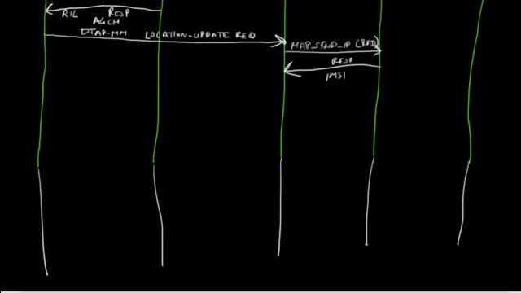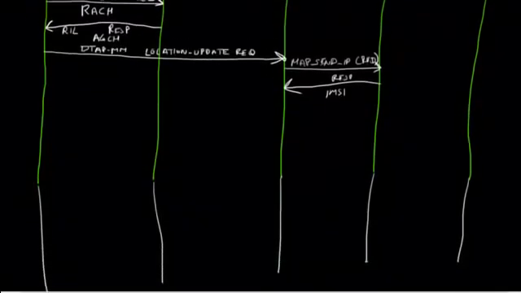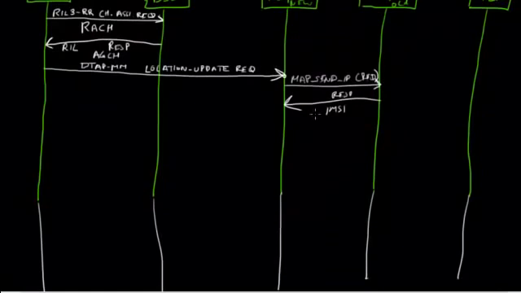So now you can see, at this point in time, this MSC VLR can initiate an authorization authentication. So what happens, let's assume that it initiates an authorization authentication.